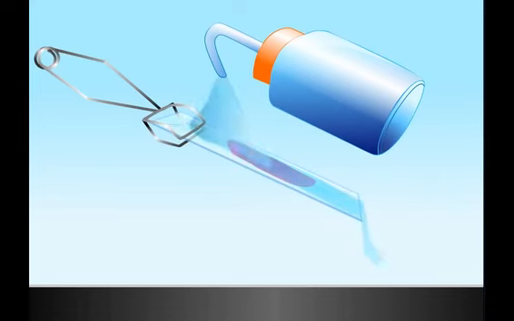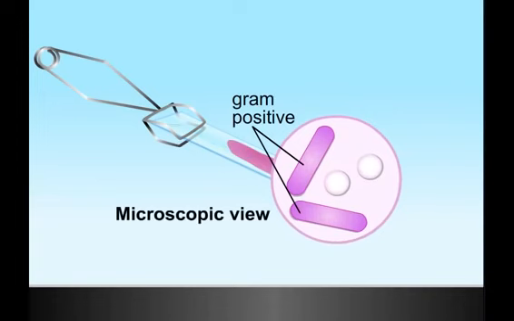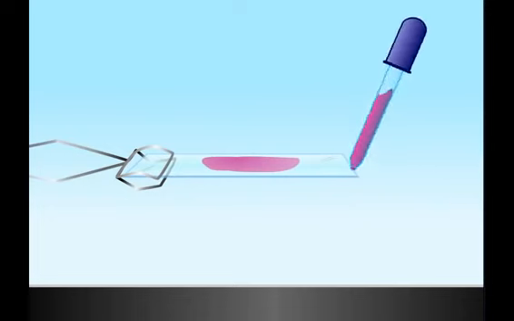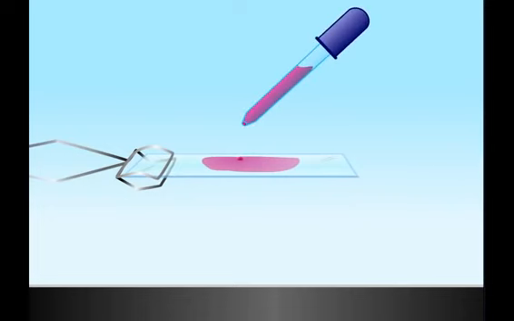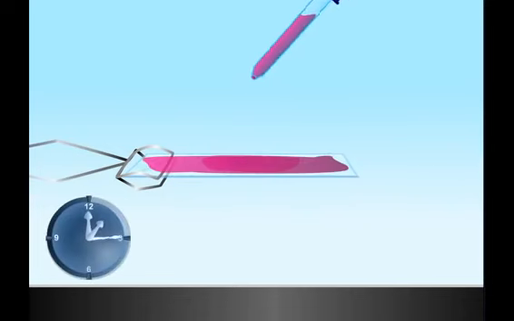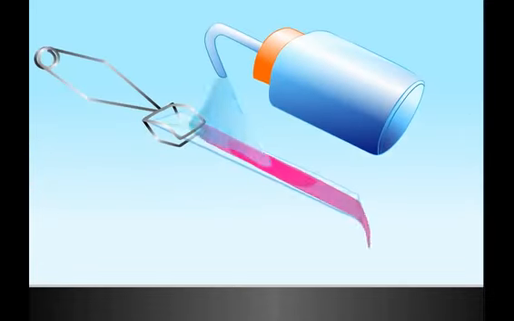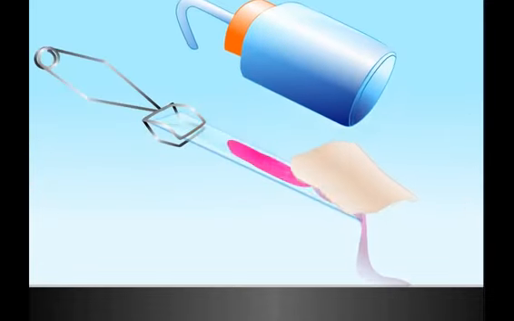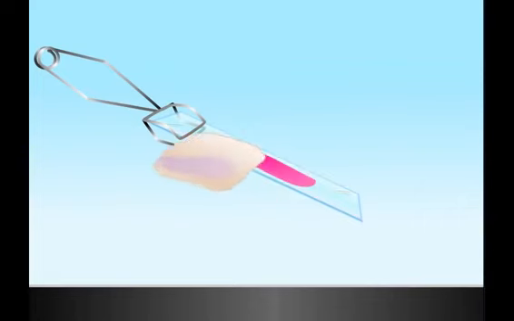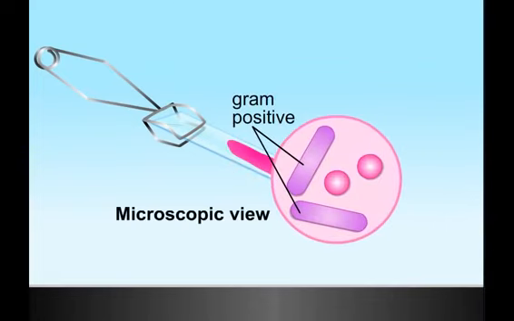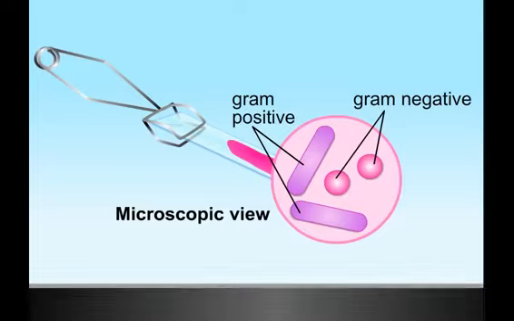Excess ethanol is then washed off with water. When viewed under the microscope, gram-positive cells appear purple and gram-negative cells are colorless. Finally, the rinsed cells are covered with the counterstain safranin for 20 to 30 seconds. This stains the gram-negative bacteria pink. After rinsing with water, the slide is dried with filter paper. When viewed microscopically, the gram-positive bacteria are purple and the gram-negative bacteria are pink.